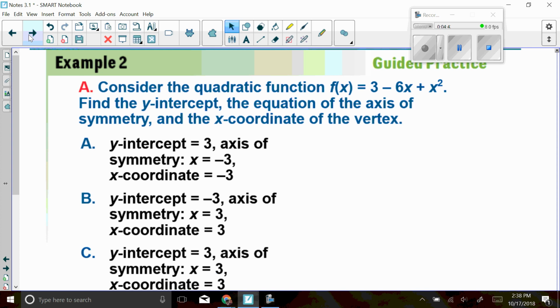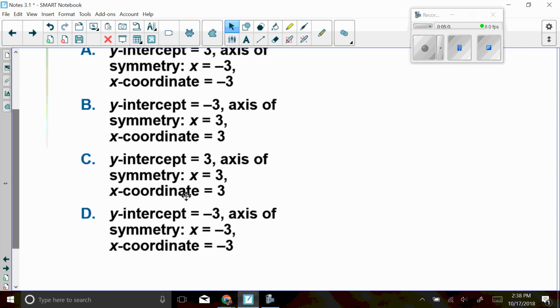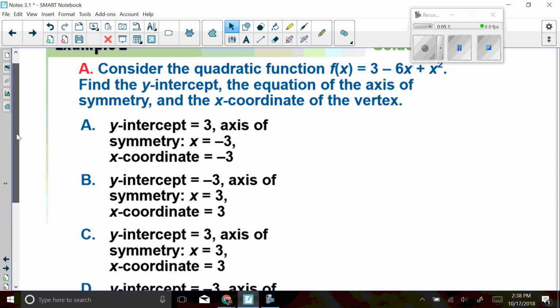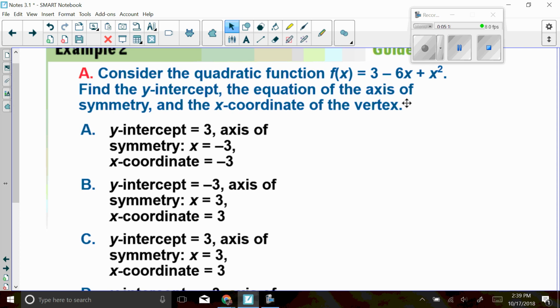New problem says consider the quadratic function, find the y-intercept, equation of the axis of symmetry, and the x coordinate of the vertex. So first thing, if I put it in the opposite order, I get x squared minus 6x plus 3. So my y-intercept is positive 3. I know you couldn't see the bottom one, but that eliminates B and D because those y-intercepts are negative. So I am down to A and C, and I need to find the axis of symmetry and the x-coordinate. So I take negative 6 over 2 times 1, and I get positive 3, so that has to be C.